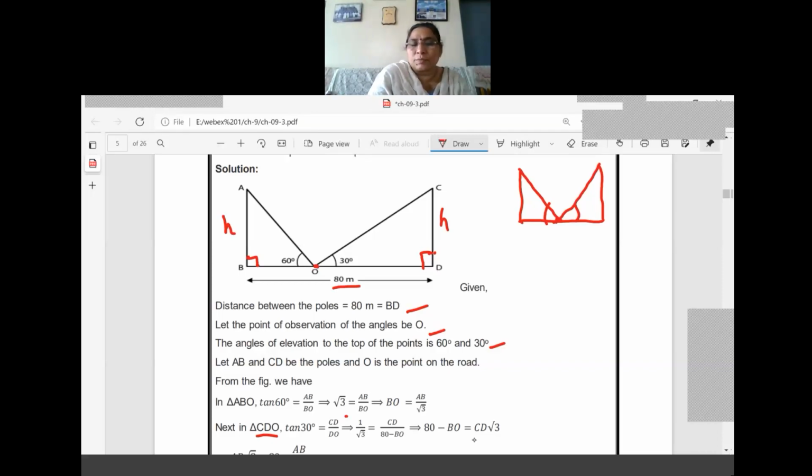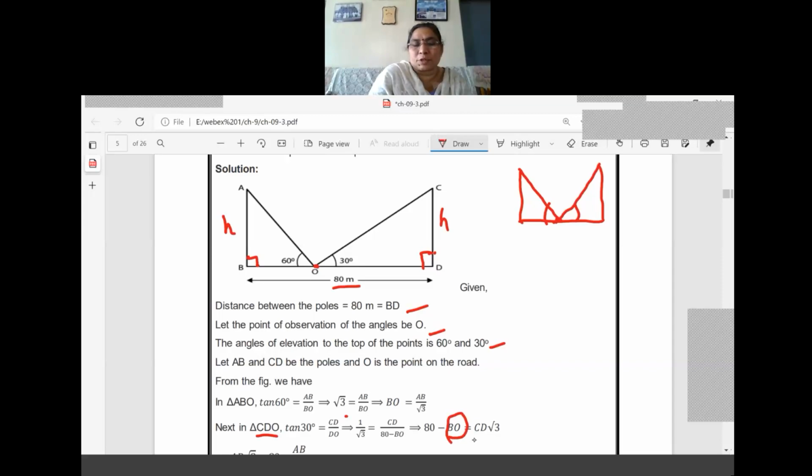This implies 1 by root 3 equals CD by (80 minus BO). 80 is the total distance, and from that BO is cancelled because we need only OD. So tan 30 means OD, for that total distance 80 minus BO we have taken. So 80 minus BO equals CD into root 3. Two unknowns are coming here, right? So what is the next step?